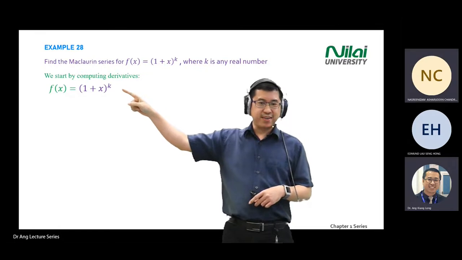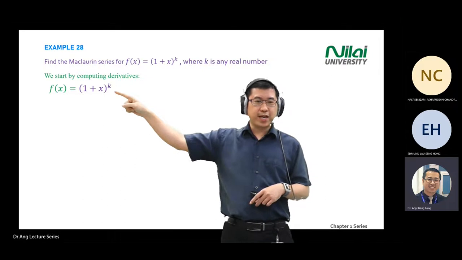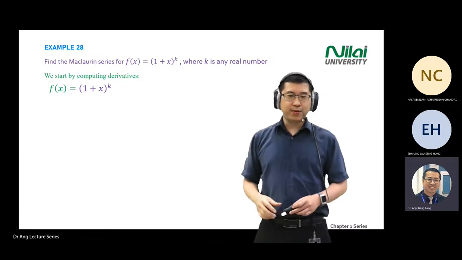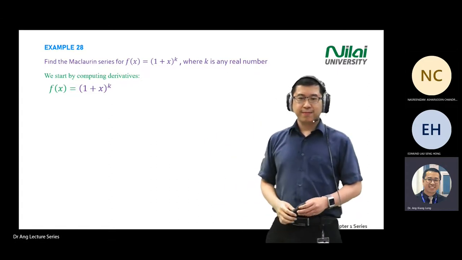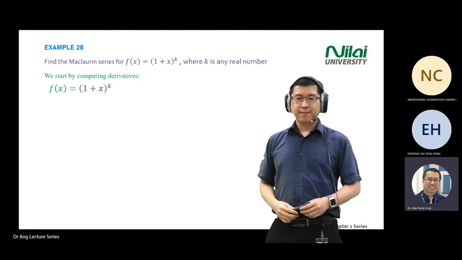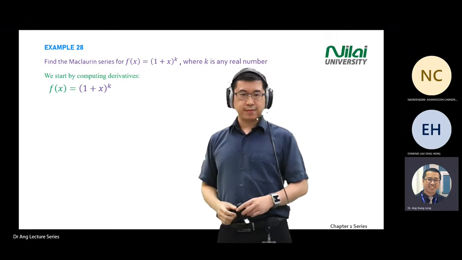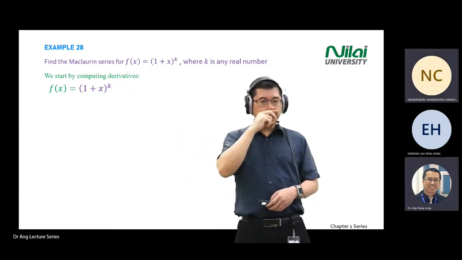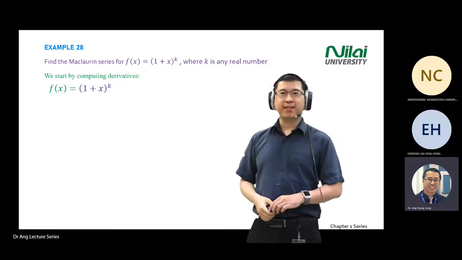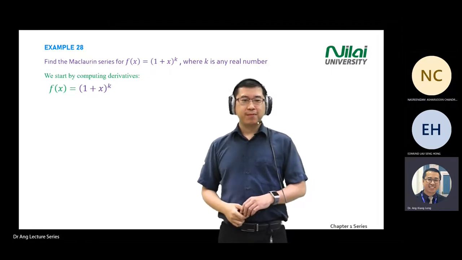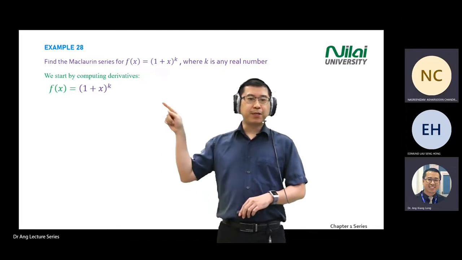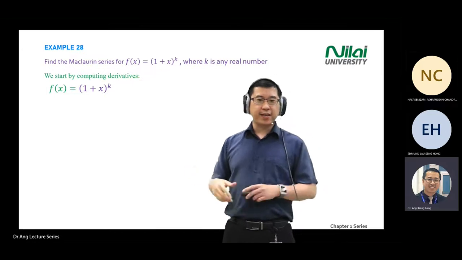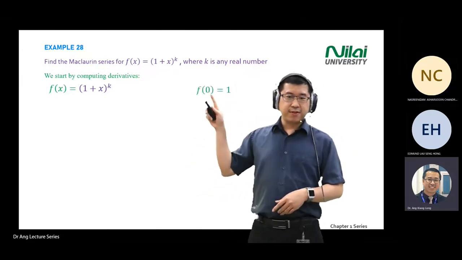Correct. K is any value. So what do you get? What is the result when you take 1 power k? You substitute k with any number, positive or negative, you always get 1. Yes, 1. So f, substitute 0, you get 1.